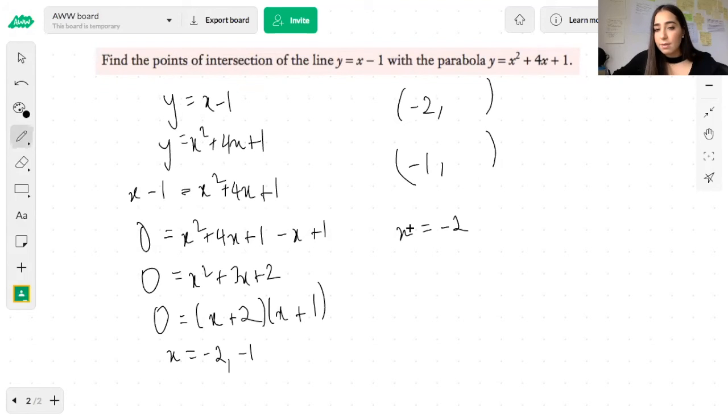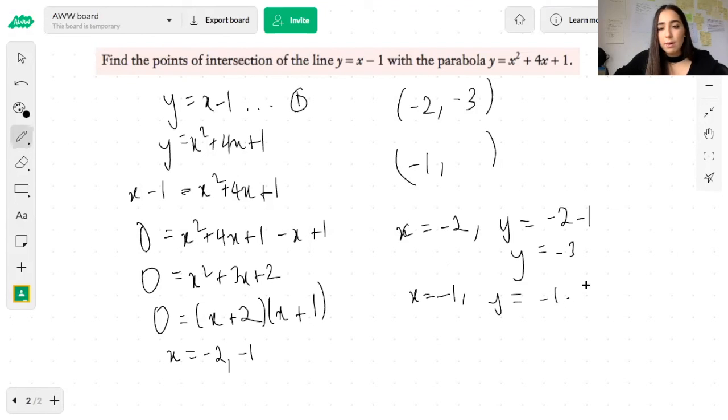So you take your first x value of negative 2, sub that into either of these equations to find the value of y. So I'm just going to sub them into equation 1, just because it's nice and simple. So I sub negative 2 into 1, I get y equals negative 2 minus 1, which is negative 3. So the y value that goes with that x value is negative 3. And then we do the same for x equals negative 1. So negative 1 minus 1 gives you minus 2. And that will be your second. So these are your points of intersection.